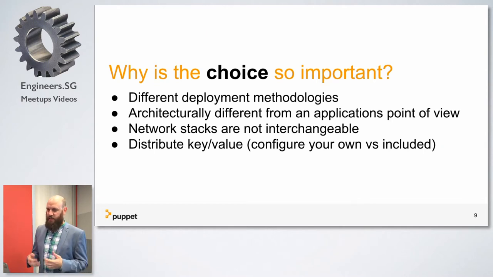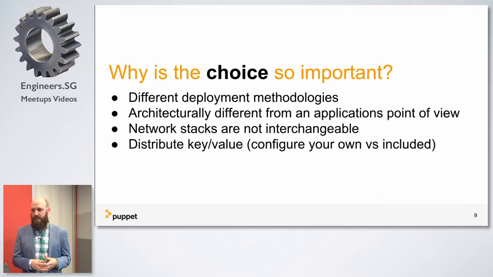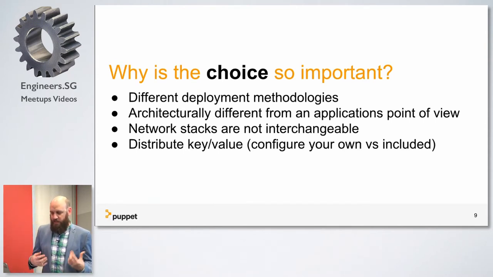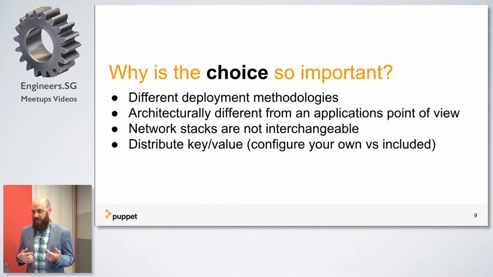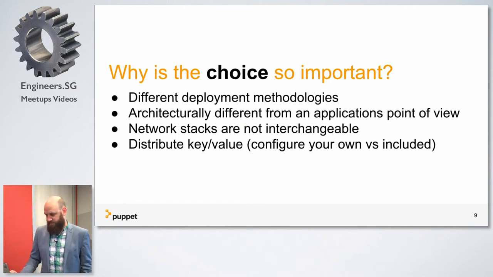The network stacks are no longer interchangeable. Since Docker 1.9, when overlay networks came out, Google decided that wasn't the networking methodology they wanted, and overlay networks were no longer used by Kubernetes. They created the CNI interface, and there are a lot of network stacks that work around that. So that's not interchangeable anymore. And the distributed key value store is either configure your own or included. That's a plus and a minus depending on the skill set of your team and what you're actually trying to run. So we'll go through that as well.